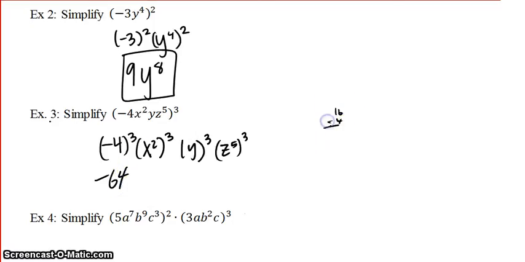16 times 4, 20, 24, yep, good. Okay, just double checking my math. Okay, so 64 is a negative because, again, if you multiply a negative by a negative, that's a positive, but another negative makes it a negative. This is power to power, so I'm going to take 2 times 3, so that's x to the 6th. This is really y to the 1, so 1 times 3 is 3, so y to the 3rd. Z to the 5th to the 3rd, 5 times 3 is 15, so we have z to the 15th.